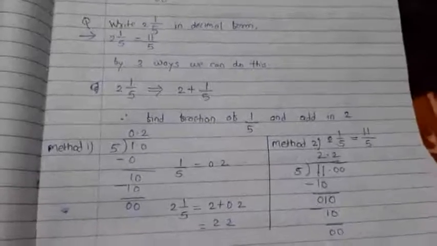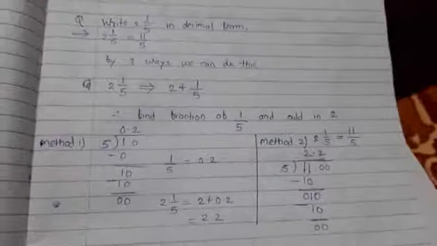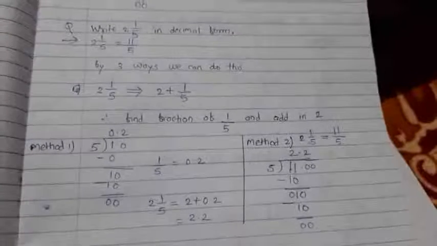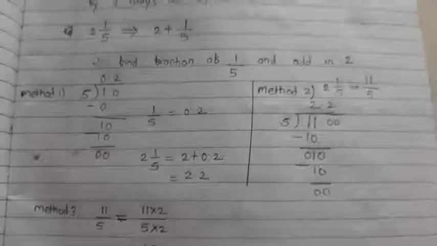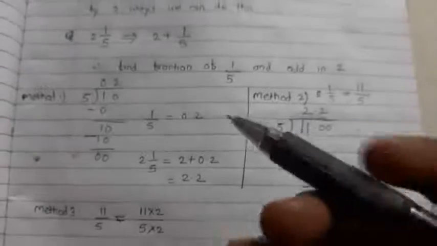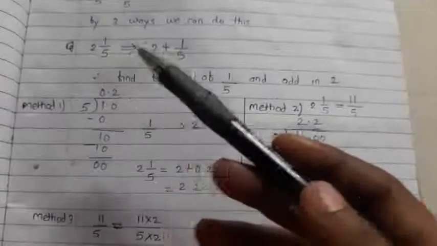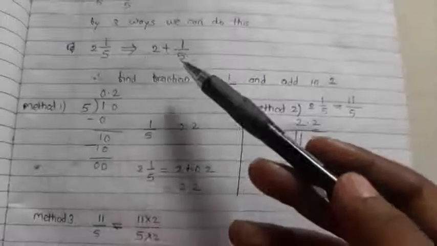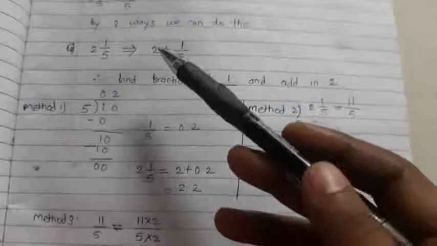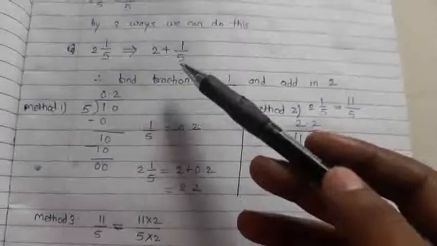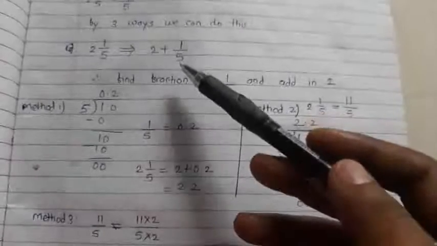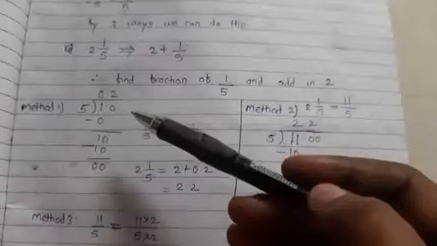Next example is write the number 2 plus 1 by 5 in decimal form. This example we can do by 3 methods. First method: we can write this number 2 plus 1 by 5 as 2 plus 1 by 5, where 2 is a whole number and 1 by 5 is a rational number. So if we convert this into decimal, we can add that to 2. So we will find 1 by 5's decimal form.